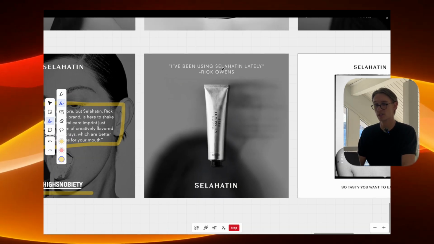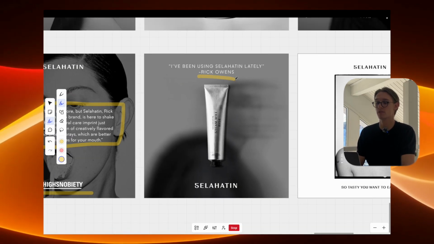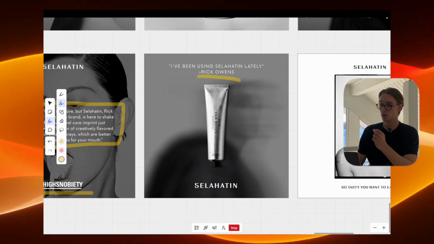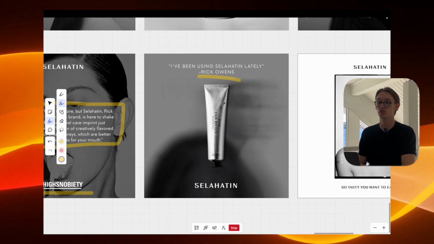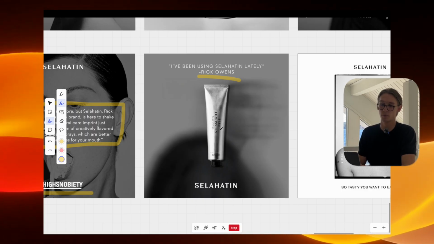We've actually tested a few different angles. Rick Owens, it's a famous designer. A lot of people know them. A lot of the clients and clientele of Selatin really like him. So we try to use him in the ads also as much as possible. We don't even show him here right now. We just kind of show one of the products.